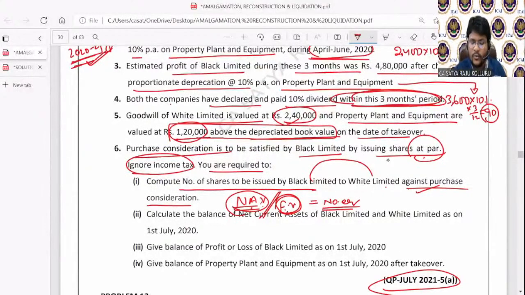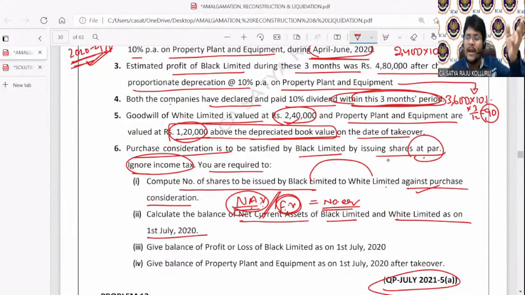Next, coming to question number 2: calculate the balance of net current assets of Black Limited and White Limited as on 1st July 2020. The second question is not related to amalgamation. It is a general question. Sir, they are giving the balance sheet information as on 31st March 2020, and asking for the balance of net current assets as on 1st July 2020. Is it related to amalgamation? No. At a certain point of time, if they provide the information, from that you need to derive the information as on 1st July 2020. That is the general case, not related to amalgamation.